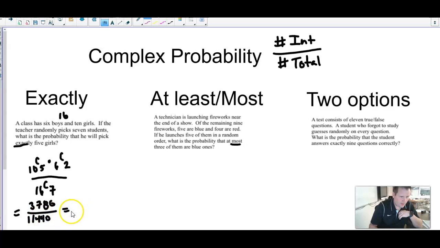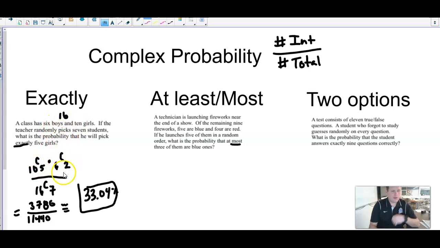And when I go to get my percentage, I have 0.3304, which should be 33.04%. And that's what I'd be looking for on that one. So for exactly, I always put my total, and then the top is usually two things that are multiplied together. I've got to take into account the different options that I have. I have boys and girls, so I go that route and I multiply them.